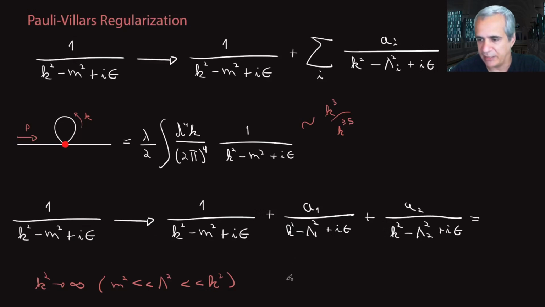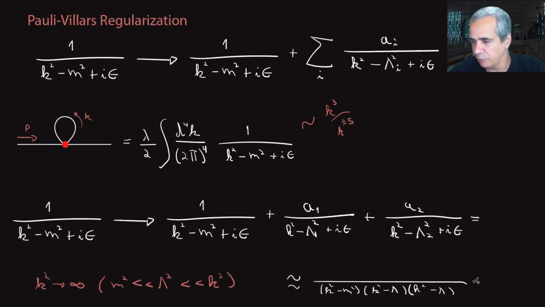But forgetting that abuse, what will happen when I do the product of these denominators? I'll have on the denominator k squared minus m squared times k squared minus the first lambda squared, and then k squared minus the second lambda squared, and something very complicated in the numerator. If I can choose the A's in the right way to avoid powers of k in the numerator, then this will behave like 1 over k to the 6. In the limit I can ignore these mass scales. So that's what I'm trying to get.